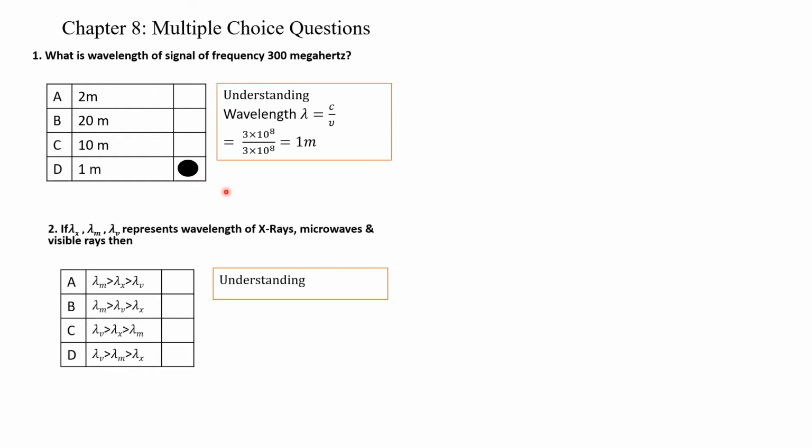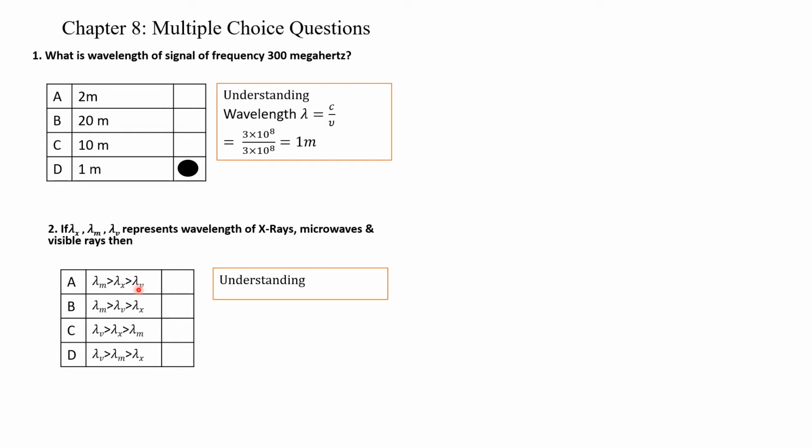Question number 2. If lambda x, lambda m and lambda v represent the wavelengths of X-rays, microwave, and visible ray respectively, then four options are given: A, B, C and D. The options are given in such a way that we have to identify the highest wavelength, the next highest, and the next highest.